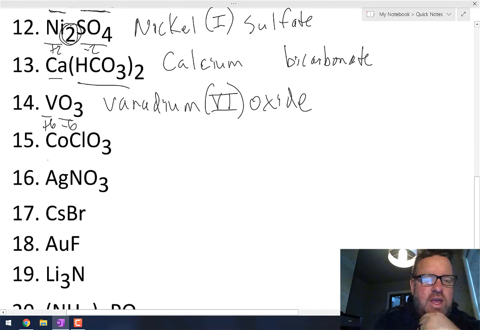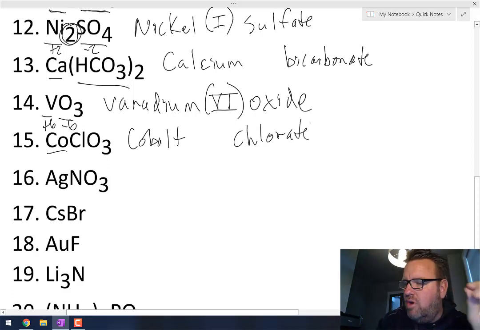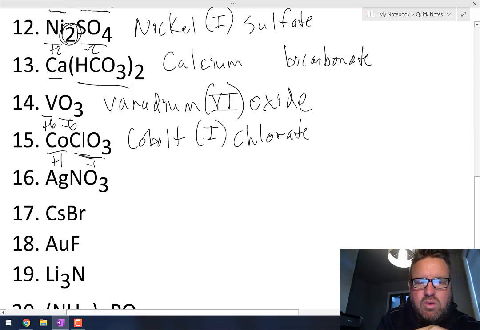Okay, number 15, Co is cobalt. ClO3 is chlorate. And then I look, yep, cobalt's in the transition metal area. So I go to chlorate. Chlorate has a -1 charge, and there's only one chlorate. And since it has a -1 charge, the cobalt has to be +1. So it's cobalt 1 chlorate.